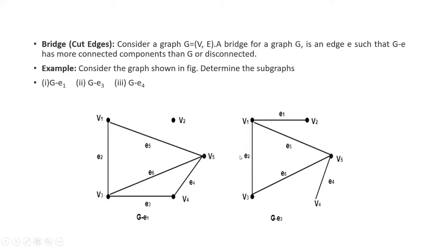Then bridge or cut edges. Consider the graph G equal to V comma E. A bridge for graph G is an edge E such that G minus E has more connected components than G, or is disconnected.